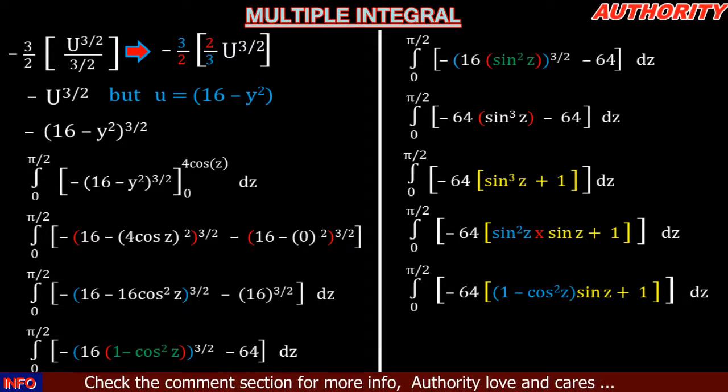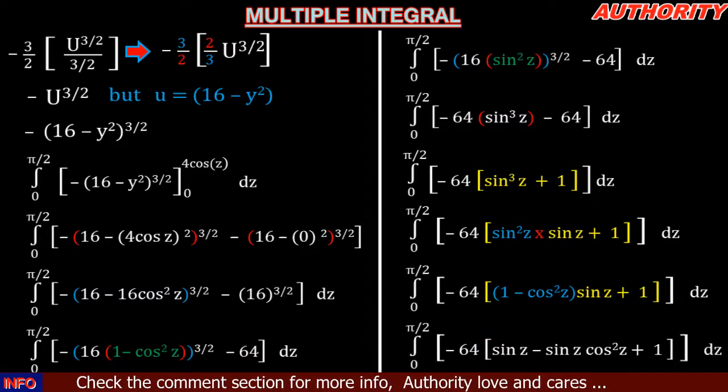Now let's use this sine z to open the bracket. That means we're going to have the integral from 0 to pi over 2 of minus 64 times (sine z minus sine z cos squared z plus 1). So here we have the integral from 0 to pi over 2 of minus 64 times (sine z minus sine z cos squared z plus 1) dz, right? Good.